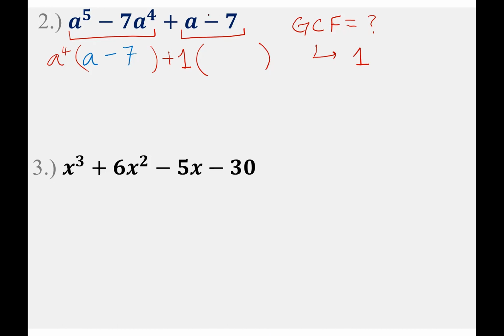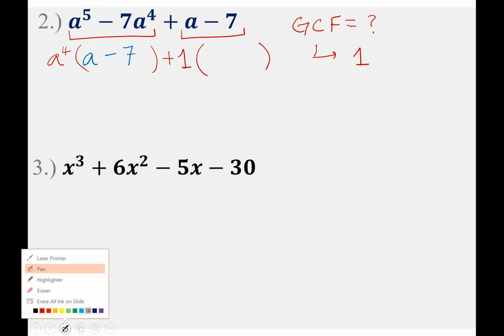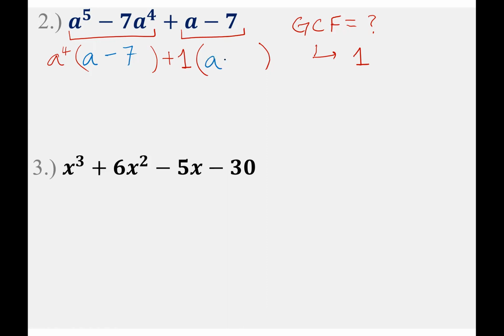So once again, if you're factoring by grouping and you're looking at these 2 terms and they don't seem to have any common factors, they really do, it's a 1. And now when I factor out a 1, you're essentially dividing each term by 1. A divided by 1 is just a. Minus 7 divided by 1 is still minus 7. Now notice these parentheses, they match, they're the same. That's your GCF, a minus 7.